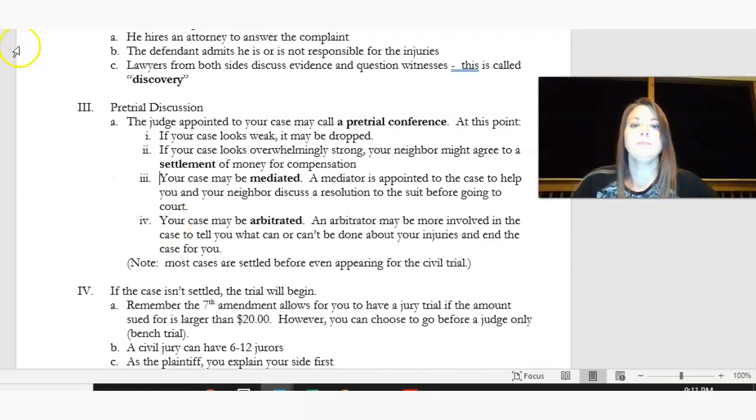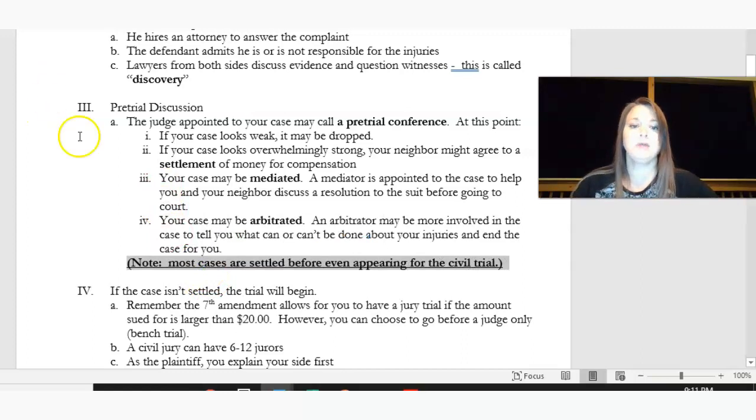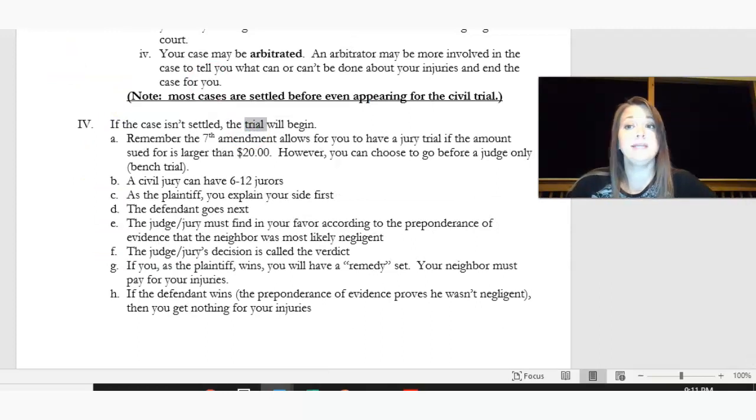If you'll notice at the bottom, this is pretty significant. Most cases are settled before they even go to civil trial because a lot of people don't want to spend the time and money that it would take to go through a civil trial. Okay, but if the court case is not settled, you know what's going to happen, right? It's going to go to trial.